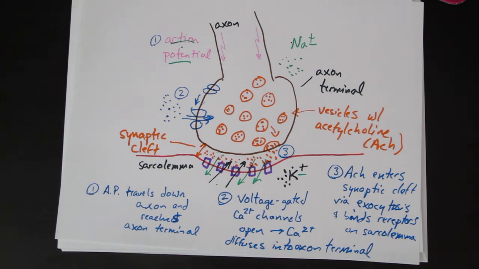So what we want to do next is look at this so-called excitation-contraction coupling and see how that action potential is propagated in the muscle cell and what effect it has on the muscle cell.